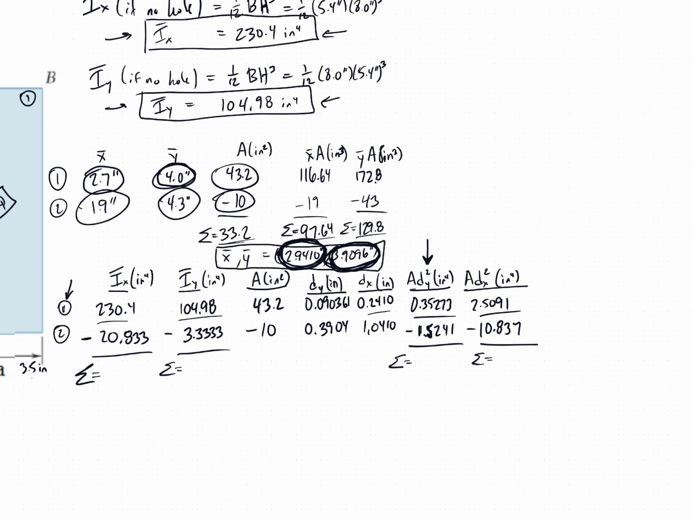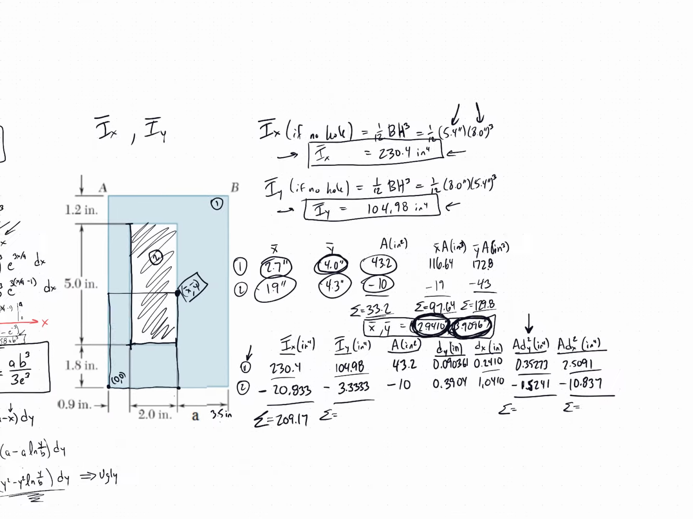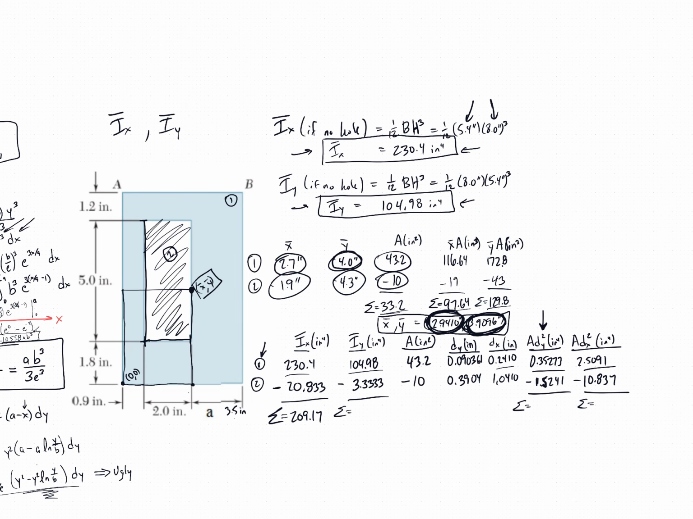Okay, so we're going to say 230 minus 20.833 equals 209.167, 209.17. So we're using that to figure out the bending around this axis right here. So the distances that apply are the distances in the y direction, going this way. So we want to know this summation right here.